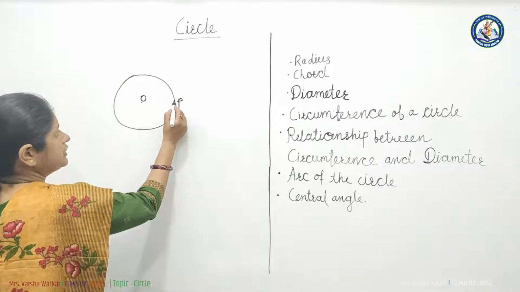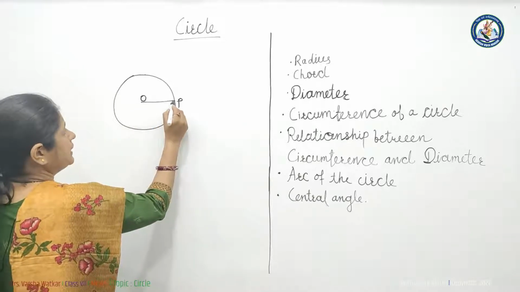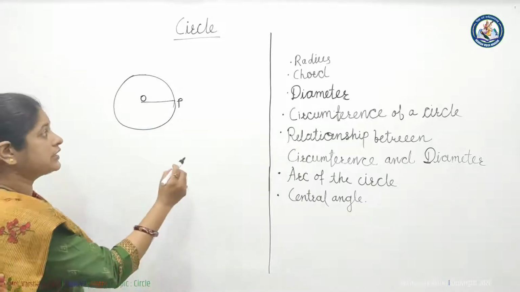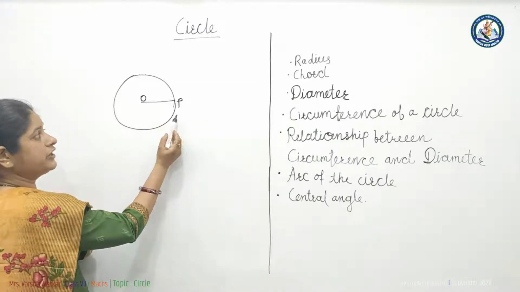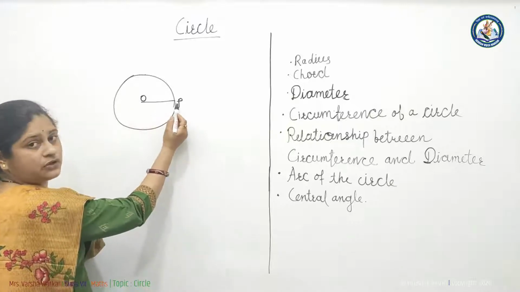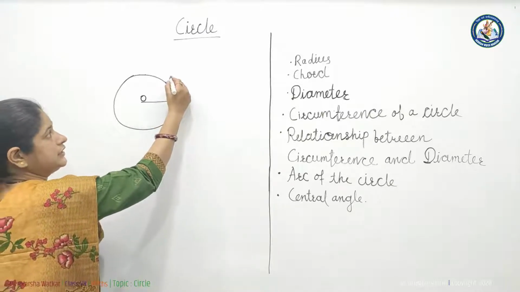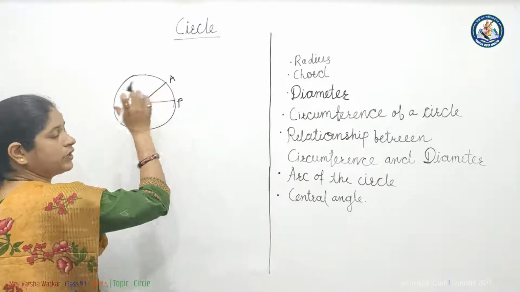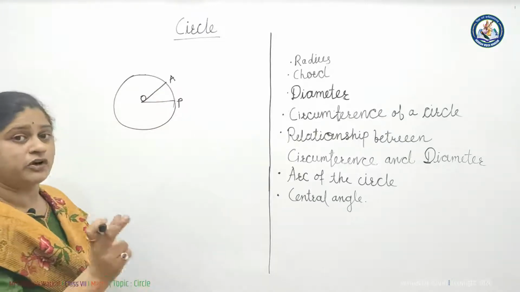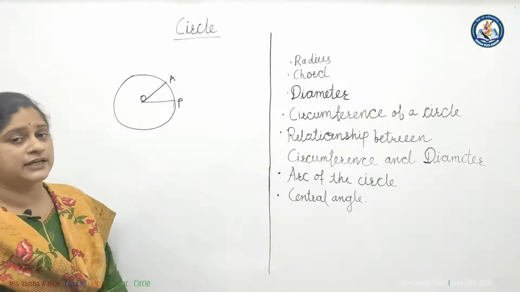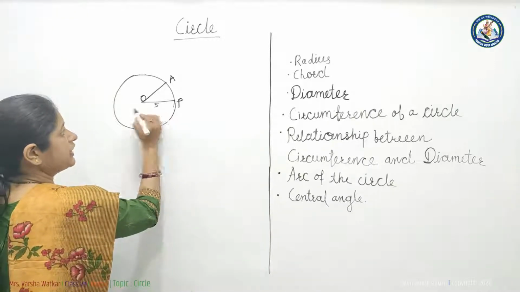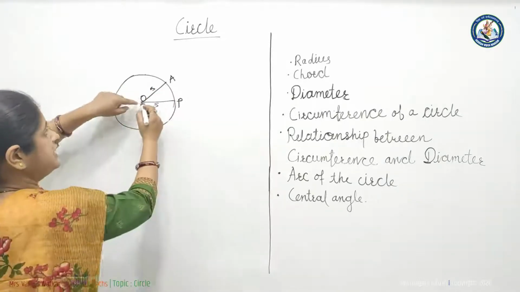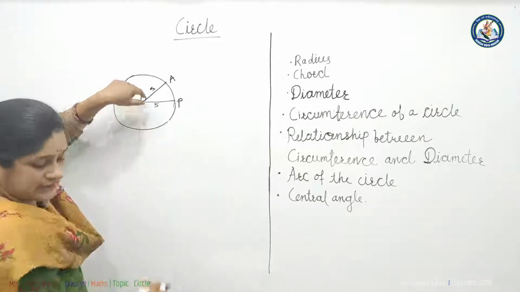P is any point on the circle, and if I join OP, this segment OP is the radius of the circle. So radius is what? Radius is the line segment joining from center to any point on the circle. Suppose I take point A here and join OA. Again, OA is radius of the circle. Line segment joining from center to any point on the circle is the radius of the circle. If segment OP is 5, then OA is also 5 because radii are equal. It is equidistant from center to any point of the circle.